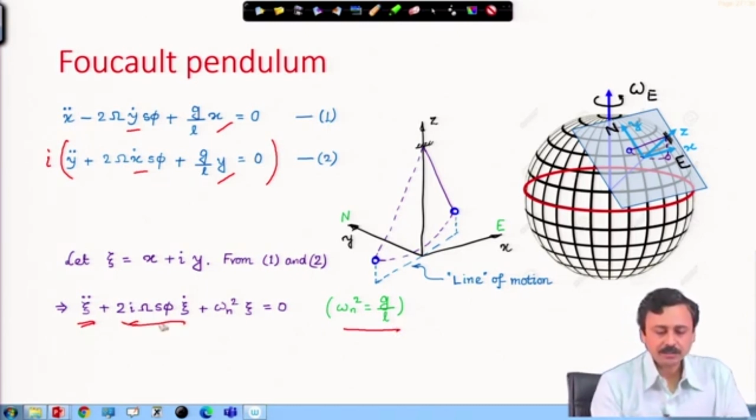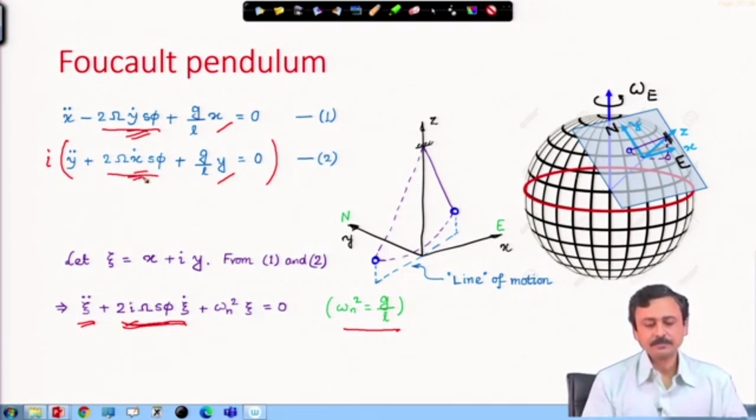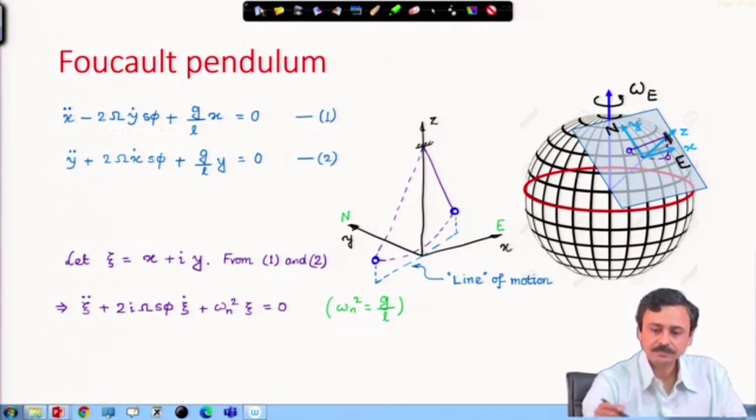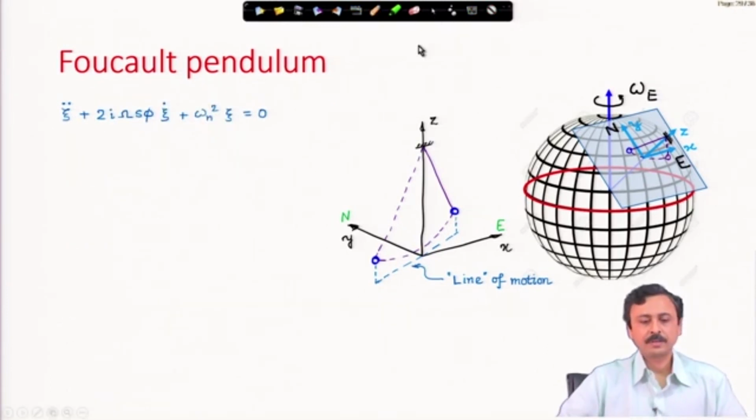This was the key step: I use that extra i to generate these terms. In the x equation I generate minus y dot, and in the y equation I generate plus x dot. That you can very easily check, this plain algebraic step. So, this is our equation of motion in the complex plane. Coefficients are also complex, right.